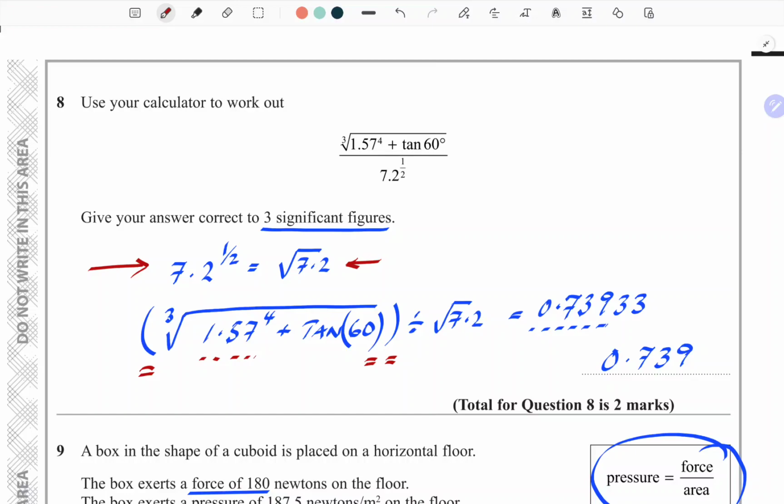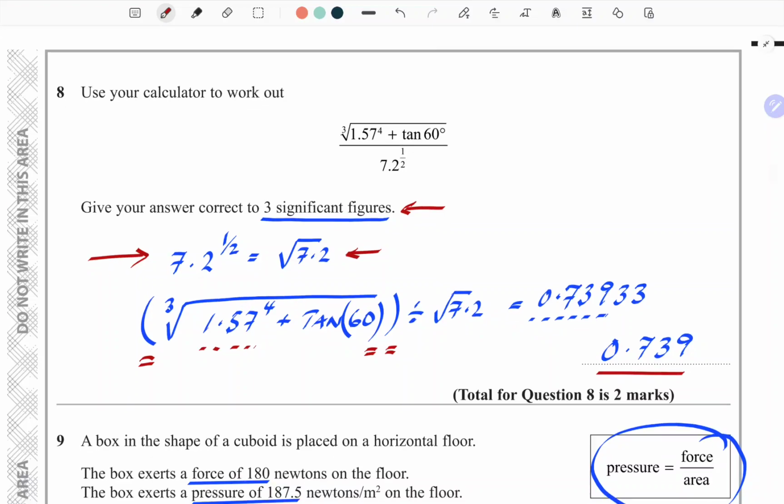So please do use brackets just to make sure that the right things are added and the right things are divided, etc. The order in which you put things into a calculator can make a huge difference. So the answer comes out to three significant figures. You've got 0.73933, etc. So 0.739.